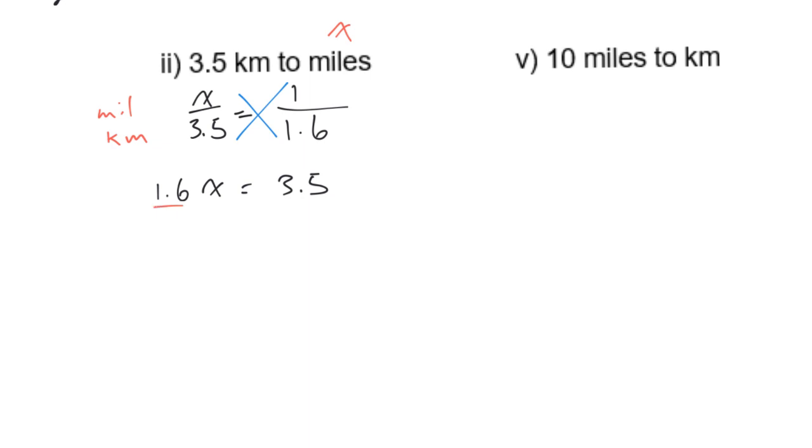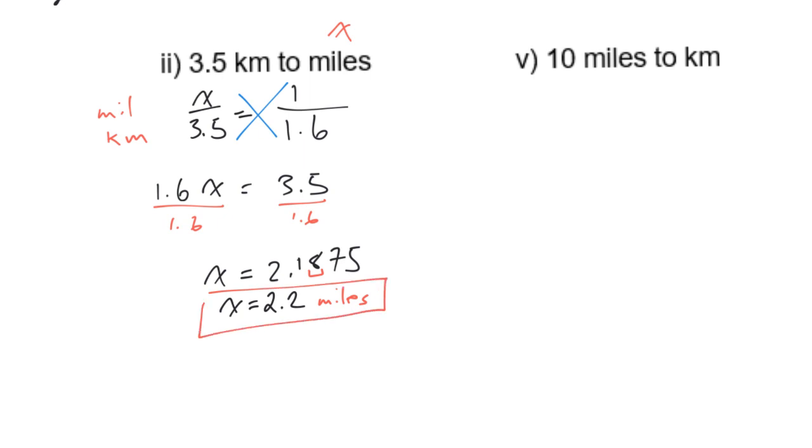And once you've got that, you've got to divide both sides by 1.6. And you end up with x is equal to 2.1875. And since you notice that all of the numbers are to 1 decimal place, let's just round it to this decimal here. So we end up with x is equal to, instead of 2.1, you're going to get, because we have an 8 here, we have to round up. So we have to round this to 2.2 miles. And that is our answer.